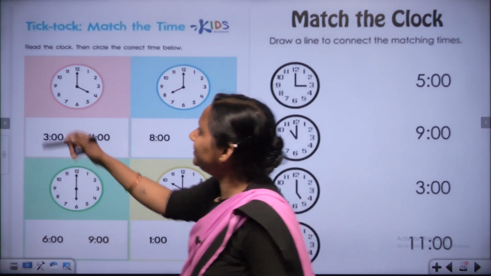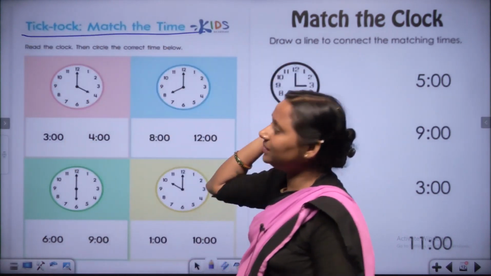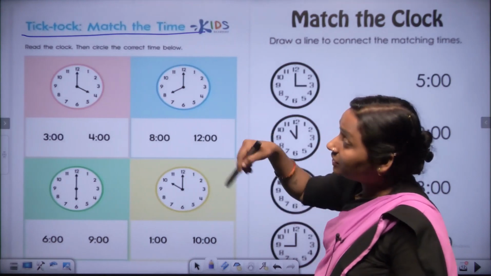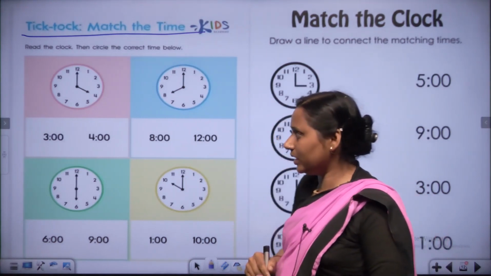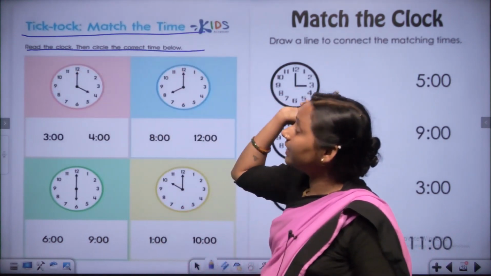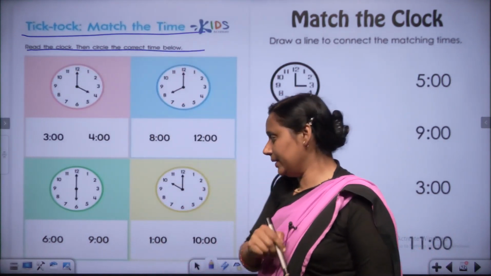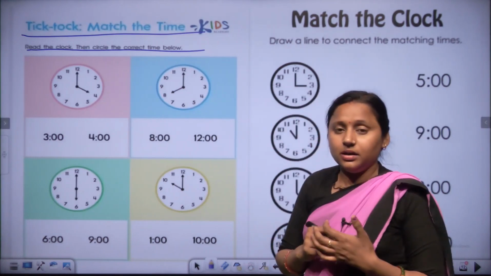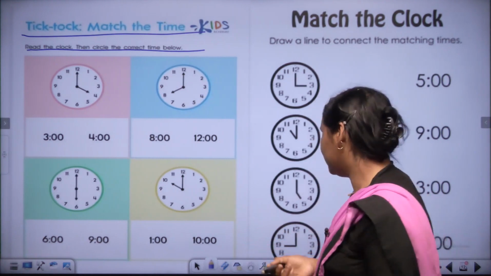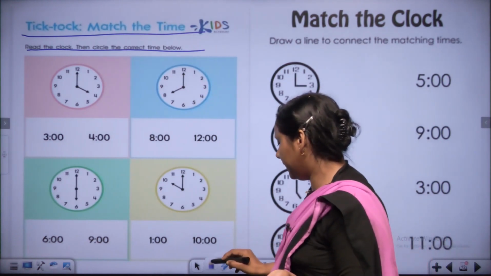Tick-tock, match the time. Okay. First we read the time and then choose the correct one, children. Okay. Read the clock, then circle the correct time. Okay. All of you learn how to read the time. Okay. Now, choose the correct one.